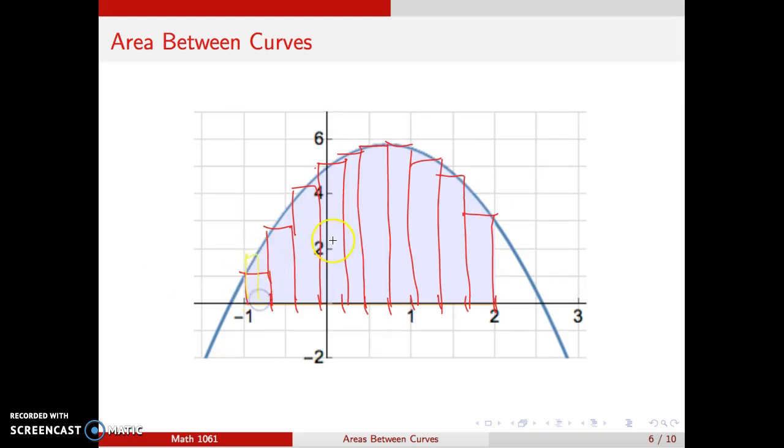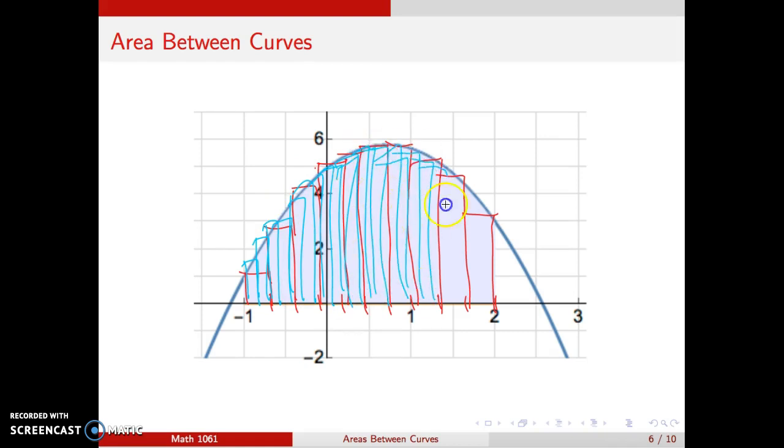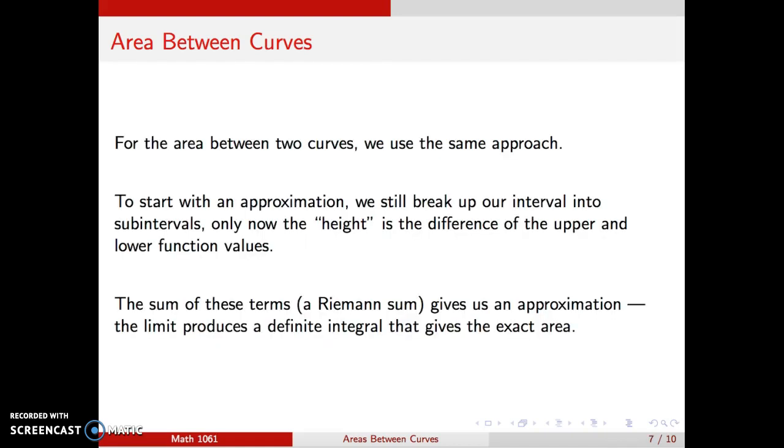But if I had, yellow's not great. Let me try a different color, about light blue. It's probably not great either. But you get the idea. When I've got more and more kind of skinnier rectangles constructed in the way that we've talked about, we end up with a better and better approximation. That limit gives us the exact value. That limit is the definite integral.